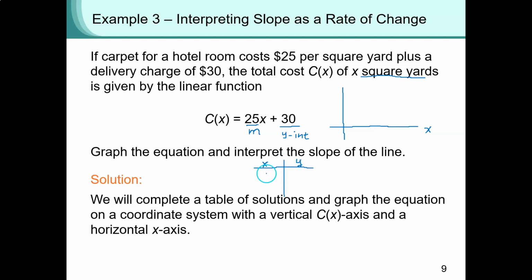For this question, we might have to use a table. When x equals 0, I plug 0 in and get y is 30. This is C of x. So the initial point would be 30. When x equals 1, y will be equal to 55. So 1 paired with 55, about here. When x equals 2, y equals 80, so about here, and this is 2.